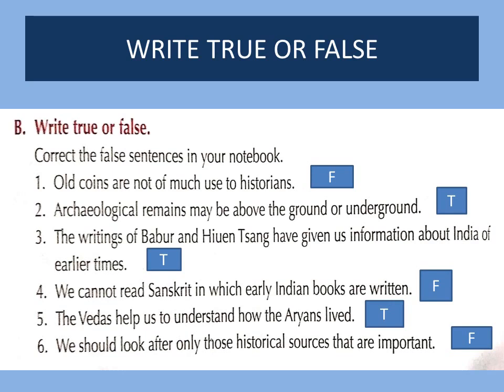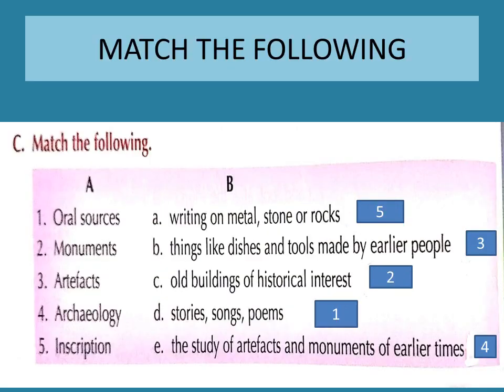Number 5. The Vedas help us to understand how the Aryans lived. This will be a true statement. So you will write down T. Number 6, last one. We should look after only those historical sources that are important. False. We will have to look after all of them. All of them are equally important. Okay. Next question. Let us move.